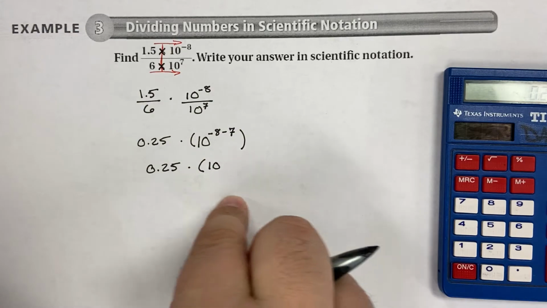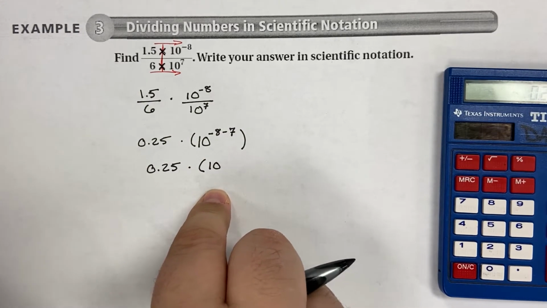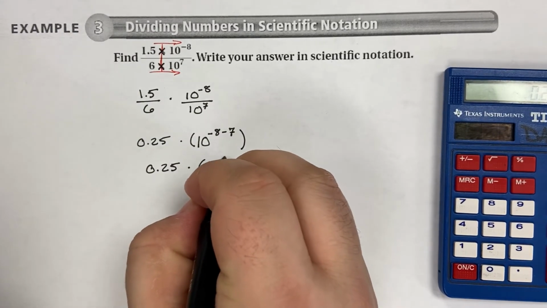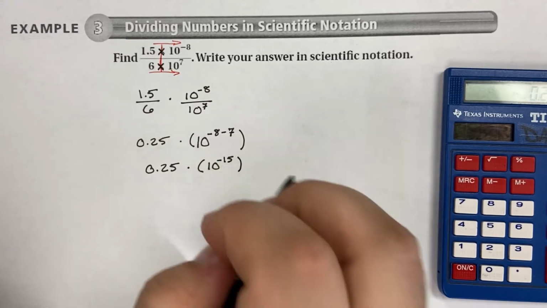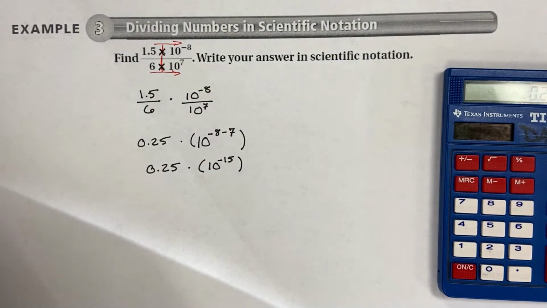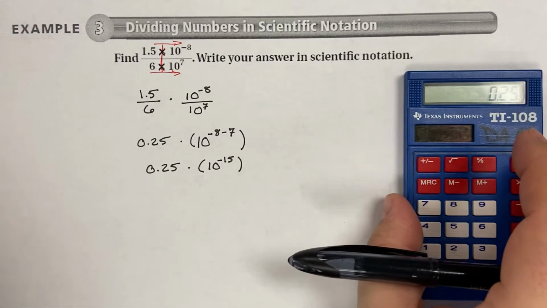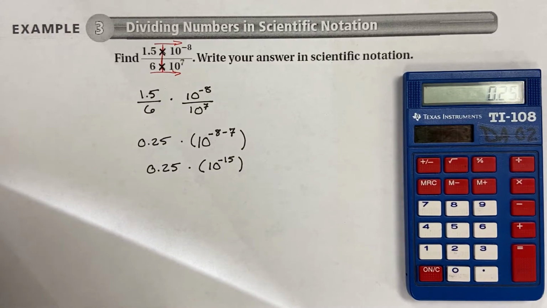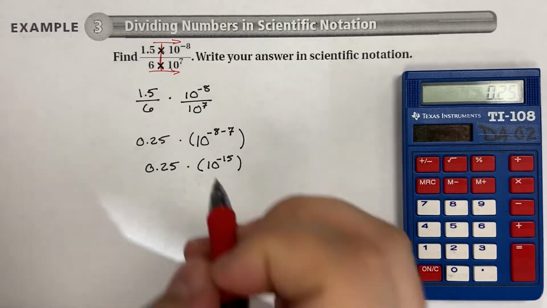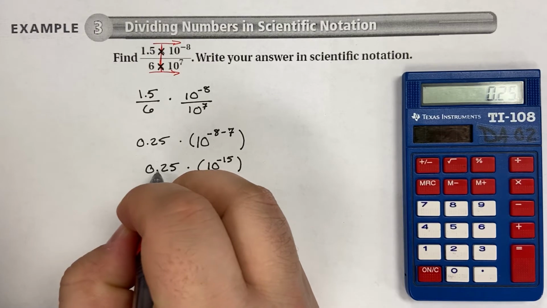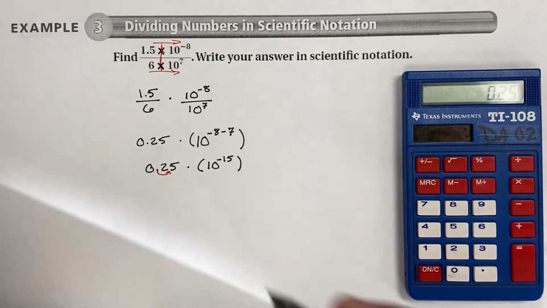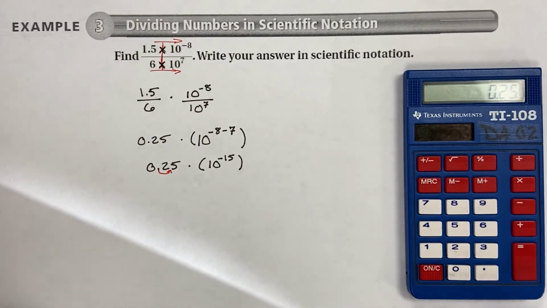So we're going to move 8 times to the left, and move 7 times to the left, and we get a negative 15. However, we don't have a final answer, and I hope you've already spotted what exactly is wrong. I'll give you a few moments longer. If you said that our factor is not between 1 and 10, including 1, then you would be correct.